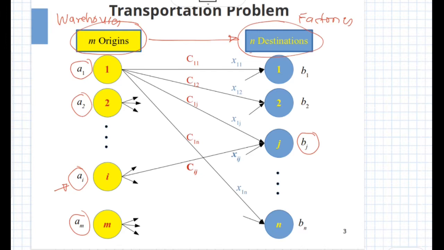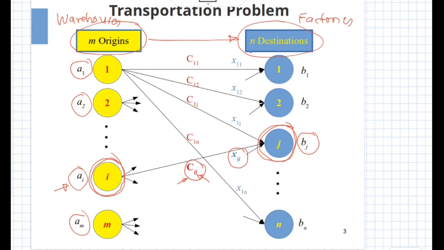The cost involved in transporting a product from ith origin to jth destination is called Cij. So this is from ith origin to jth destination. The cost required is Cij. The quantity which is getting transported from ith origin to jth destination is called Xij. Now the transportation problem is finding out the values of Xij's such that the total cost of transportation is minimized.